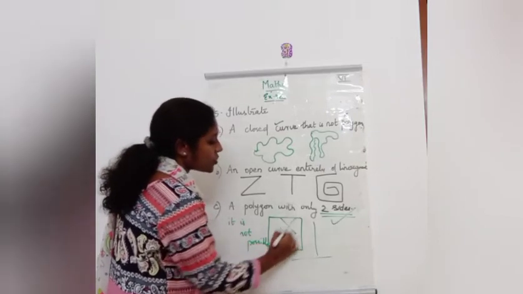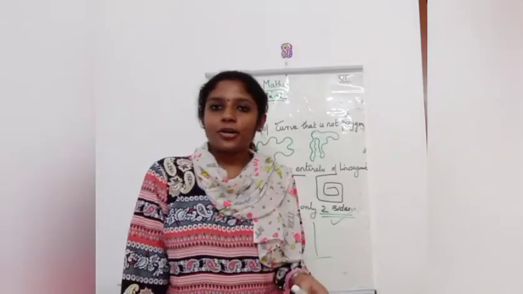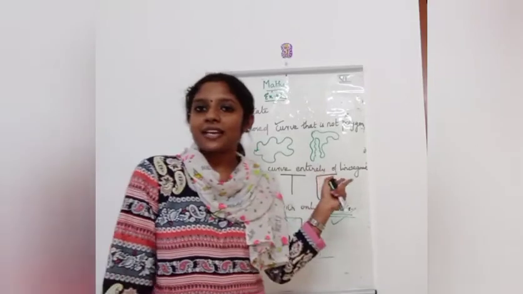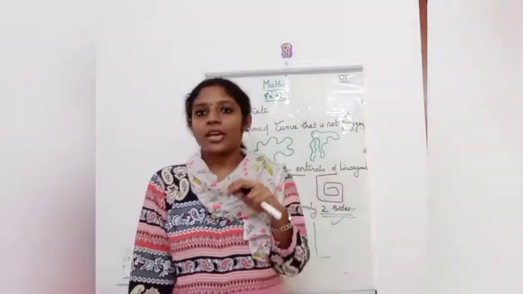A polygon with two sides is not possible. Okay, so we have drawn a closed curve that is not a polygon and an open curve entirely of line segment. Third condition you cannot draw.